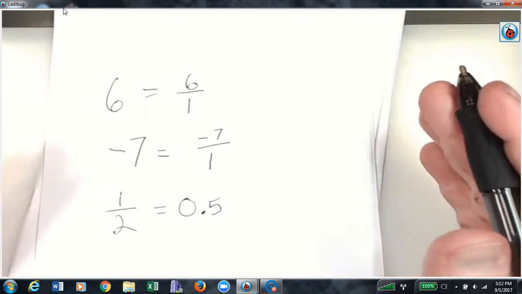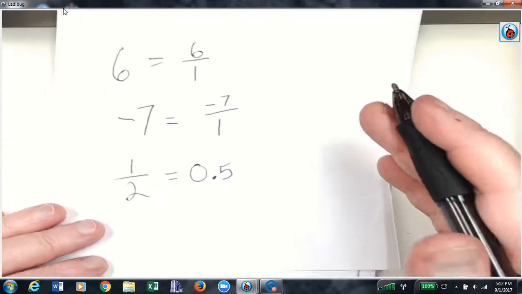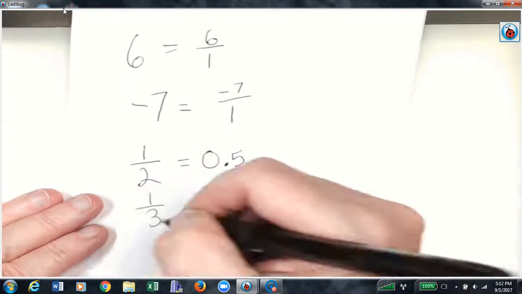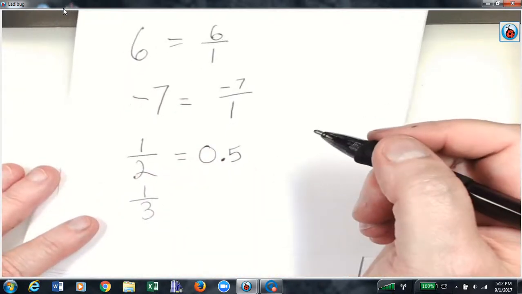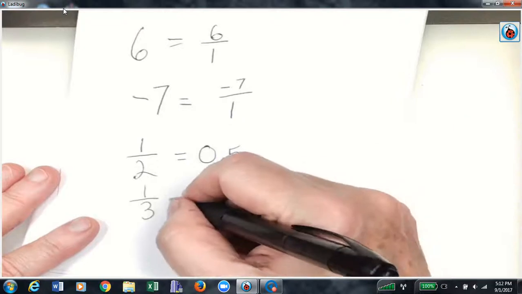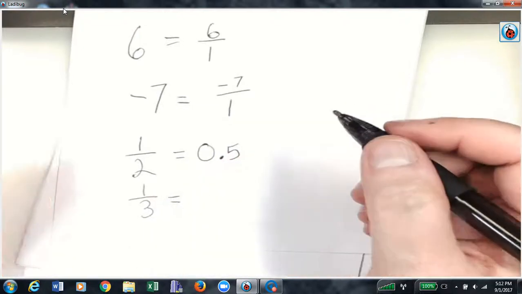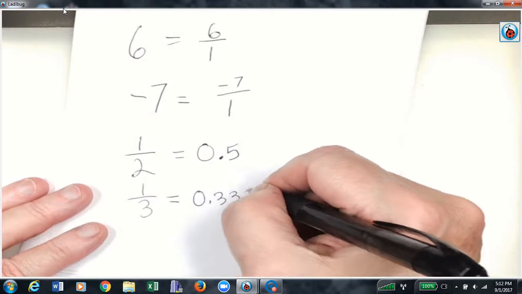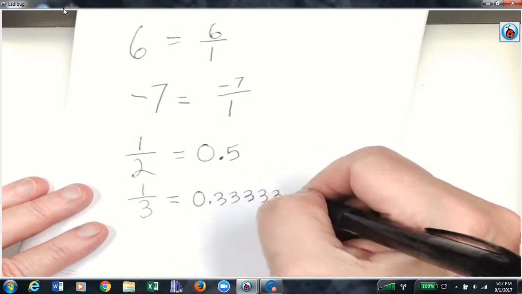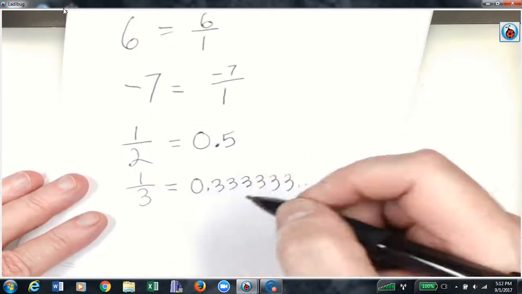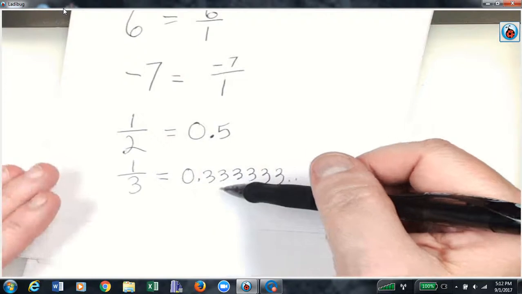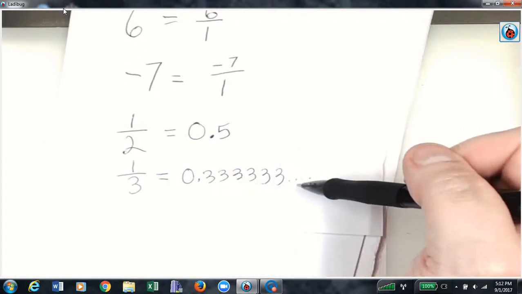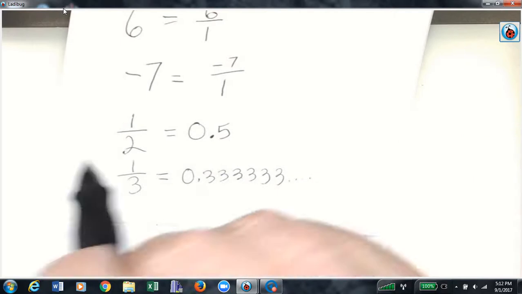Now, I can have an infinite string and it's still a rational number because we all know that 1/3, that's a rational number. I've written it as a fraction. But the decimal of 1/3 is 0.3333, and it goes on forever. So I can have an infinite decimal expansion if there's a pattern to it, which there is on this one.